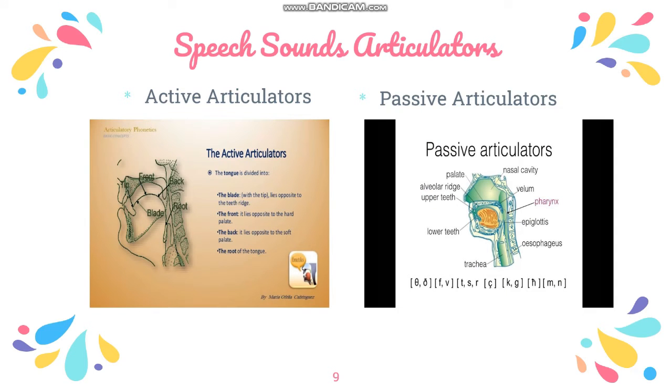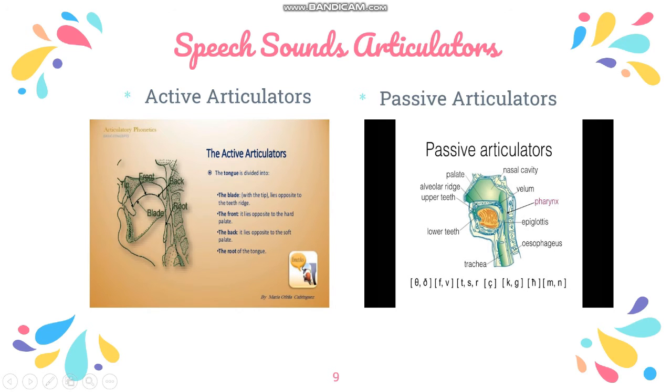Speech sounds of articulators. The first is active articulators. You can see here the tongue is divided into the blade, which lies opposite to the teeth ridge. The front lies opposite to the hard palate. The third, the back, lies opposite the soft palate. The fourth is the root of the tongue. You can see the parts here. And the second is passive articulators. There are many parts of passive articulators. You can see in the picture.